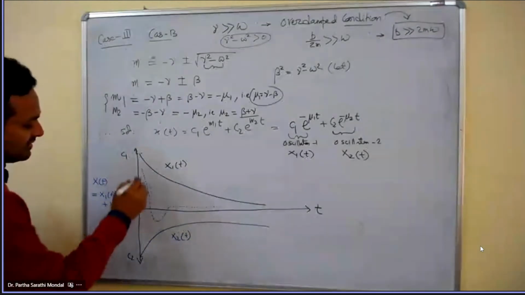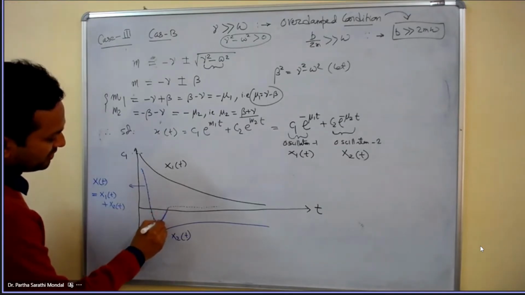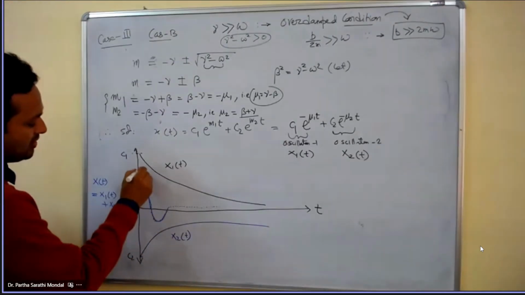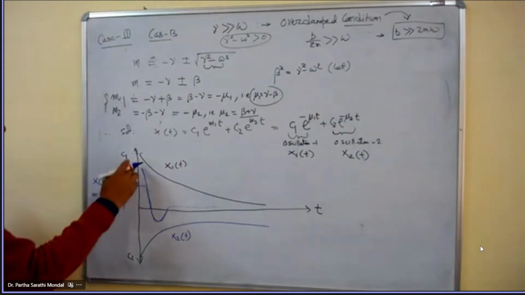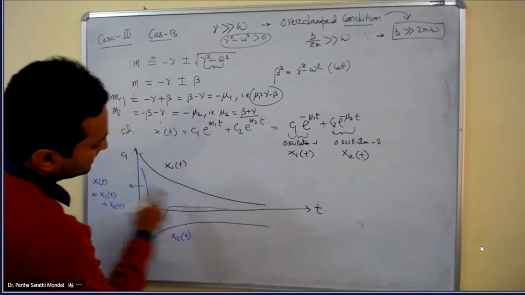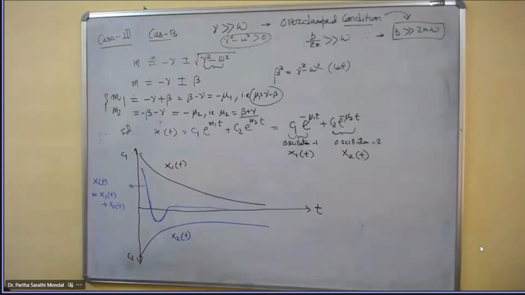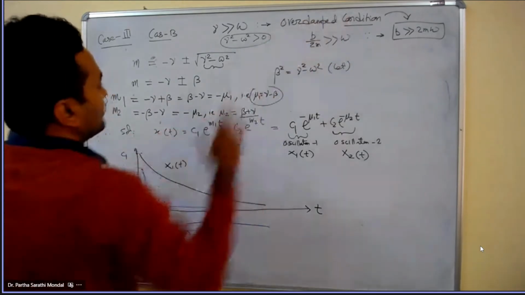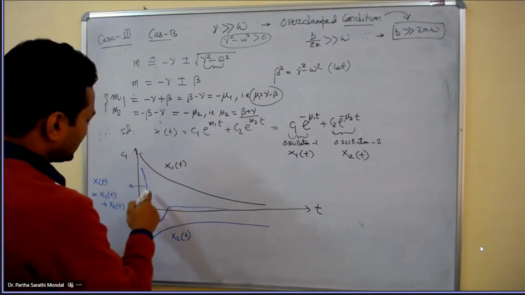So that means you will have a small portion of simple harmonic motion with a decreasing amplitude. After that, it will become flat and die out very quickly. So that means it's very damped. It's so damped that it will not complete one single oscillation at all. That's why it's called the over damped condition. So this is the resultant oscillation.